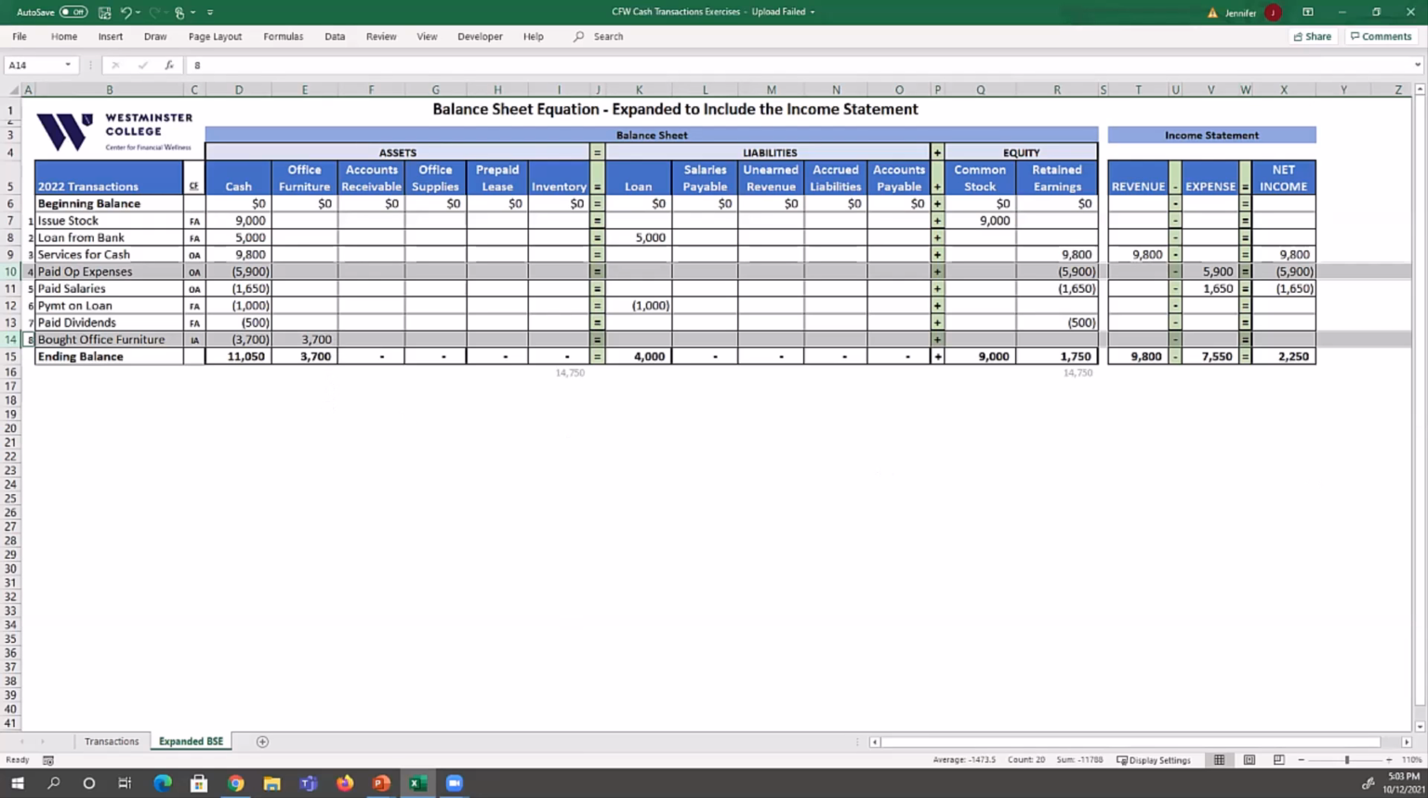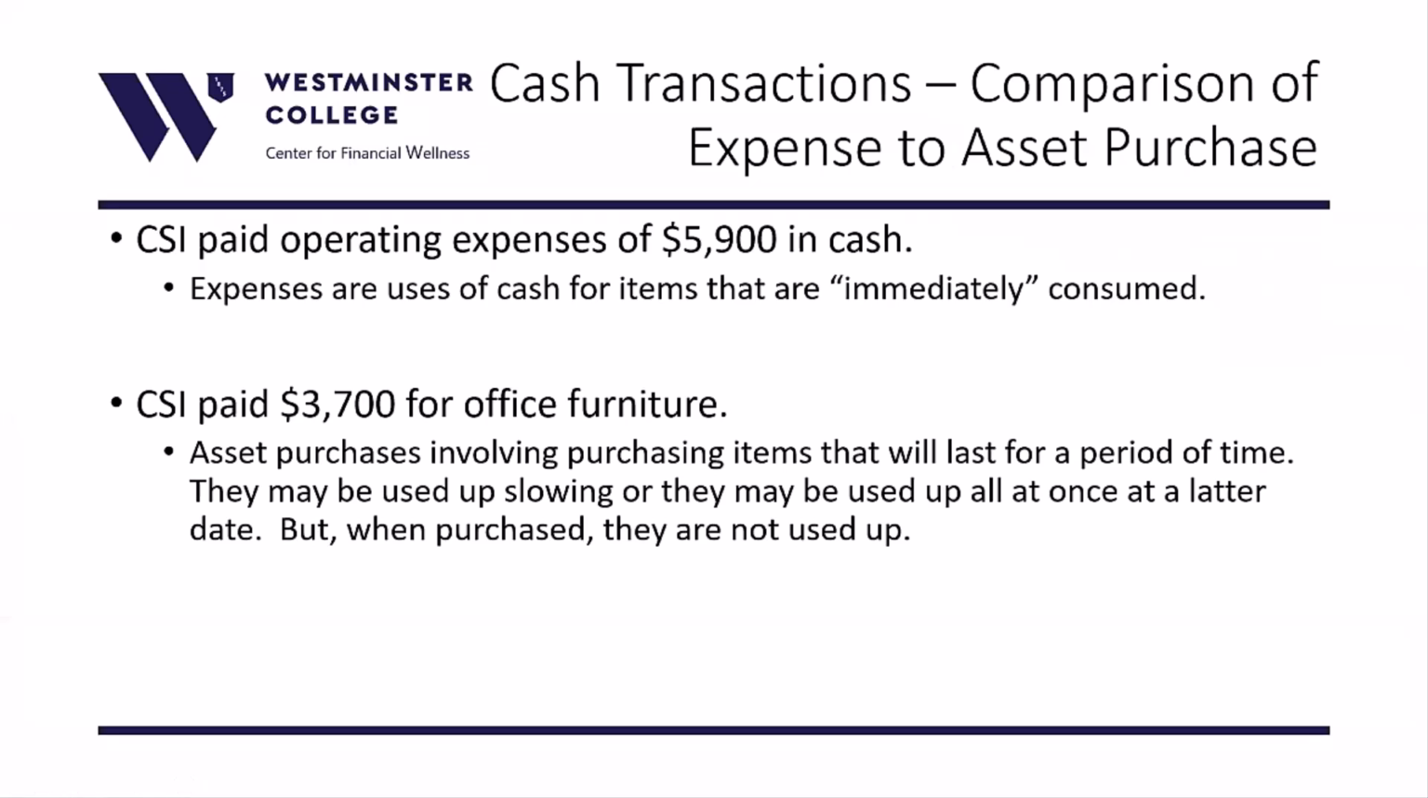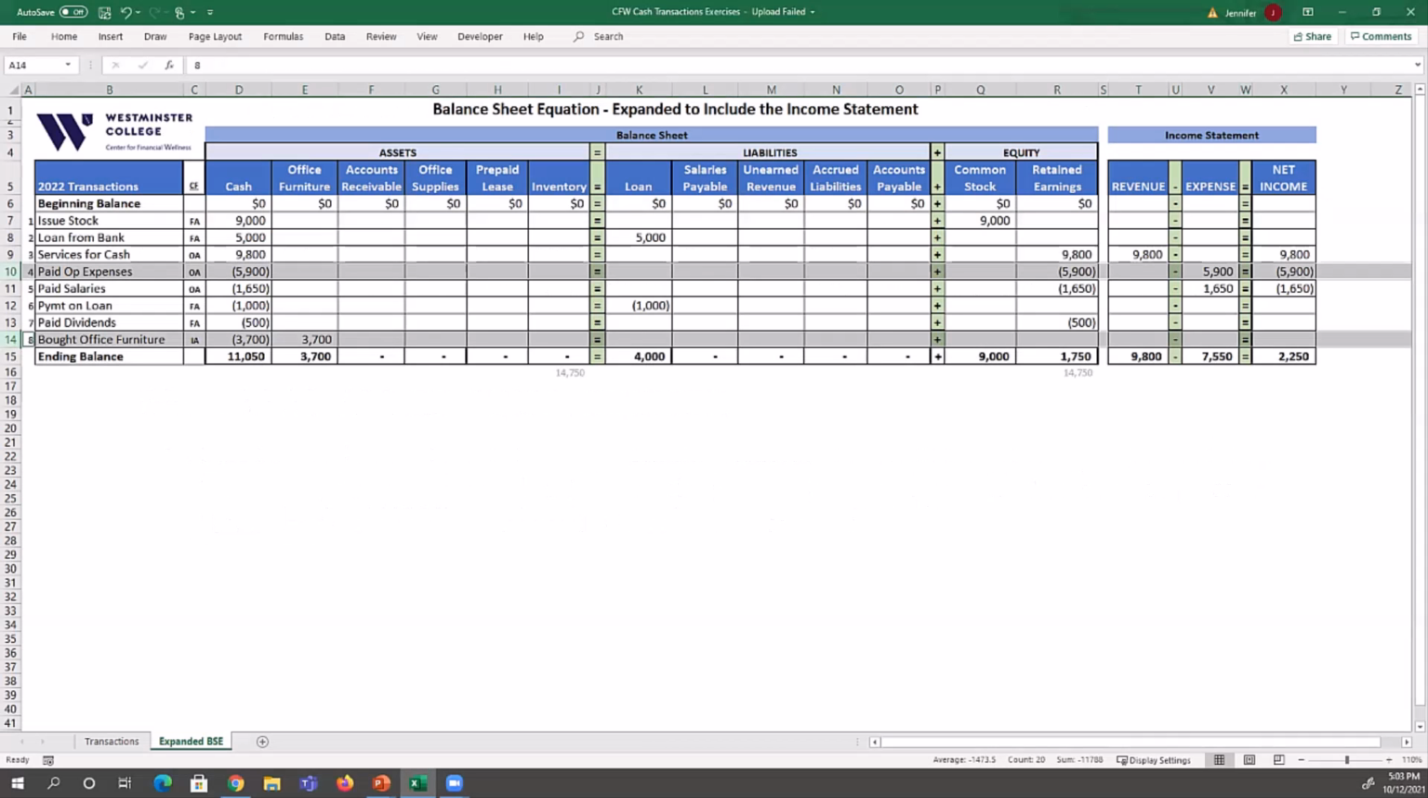Okay, some explanation on this. How do I explain this? The difference is in paying for expenses, CSI is paying for something that's immediately consumed or already been consumed. It's paying for something that has no future value. For instance, paying your employees' salaries does not have a future value, or paying rent does not have a future value. Instead, CSI is paying employees for services that have already been rendered or consumed by CSI, or rent for the time that they've been there. So that's why we show it being a wealth consuming activity. That's why it goes through our income statement as an expense.